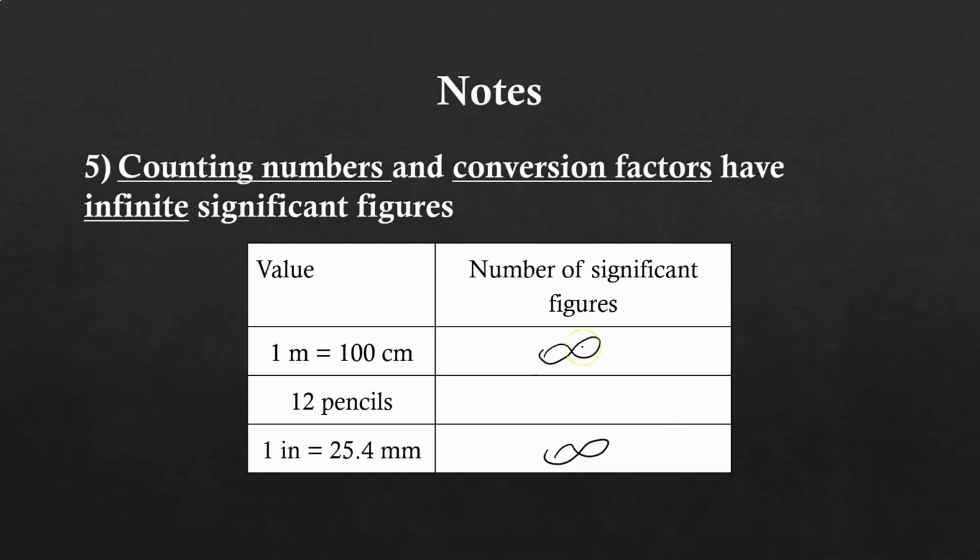Same for this one. Counting numbers: you can't have a partial pencil and have it still serve the same purpose and functionality as a full pencil. You can't just have the eraser part or the middle lead part or just the wood of the pencil. You have to have the whole pencil for it to have meaning as a pencil. So counting numbers have an infinite number of significant figures. If I said 13 eggs, 13 is an infinite number of significant figures.